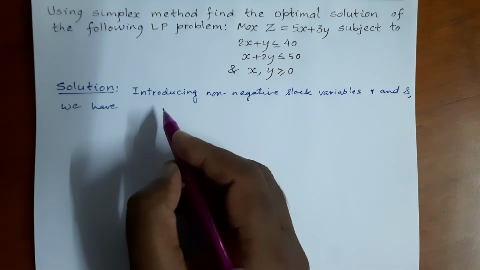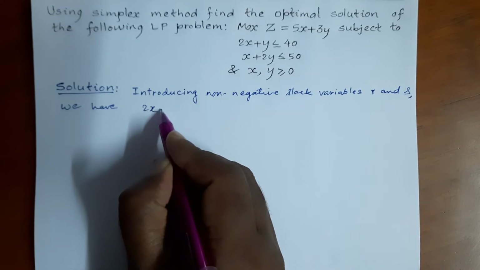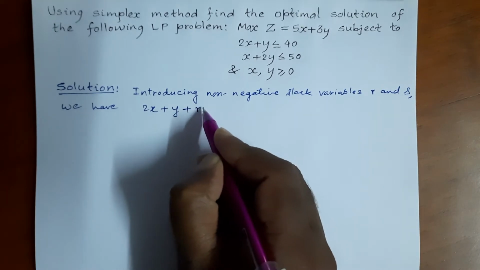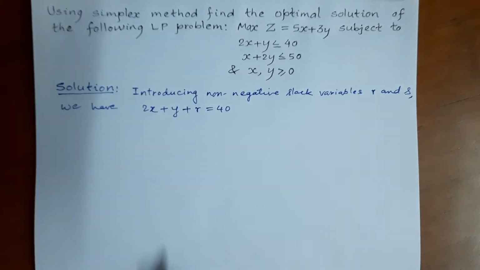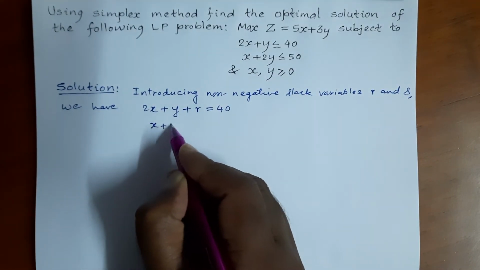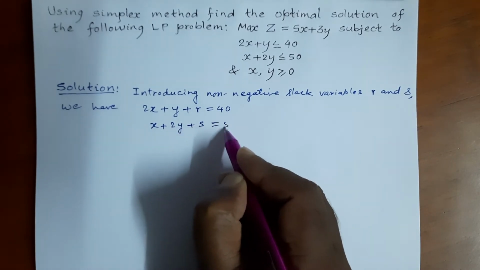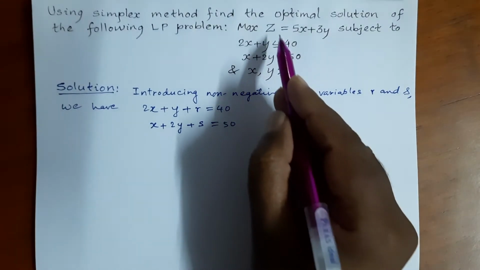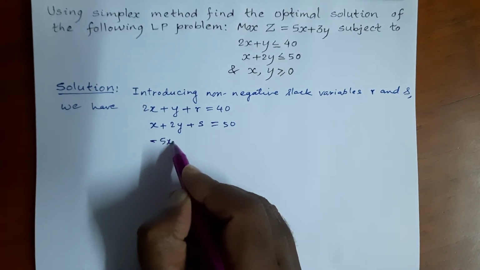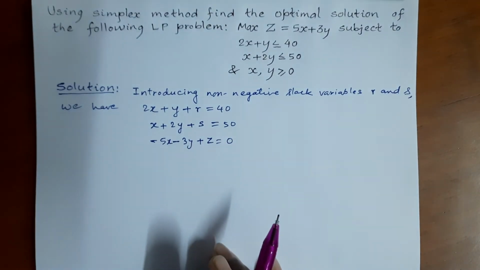Then the above inequality can be written as 2x plus y plus r equals 40. Similarly, the second one can be written as x plus 2y plus s equals 50, and this one we can write as minus 5x minus 3y plus z equals 0. In this way we can write.